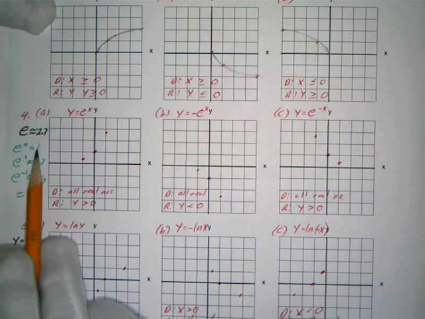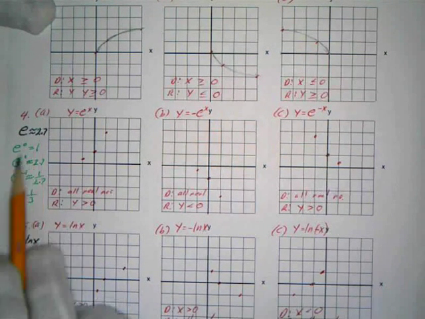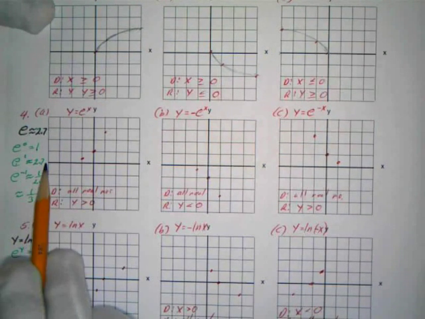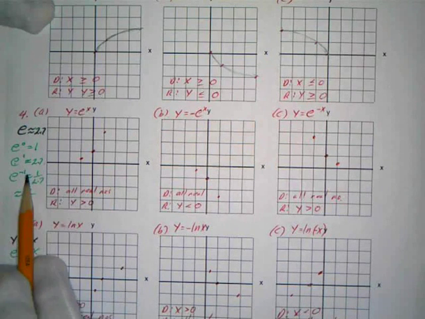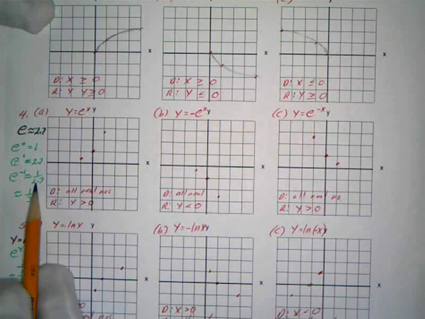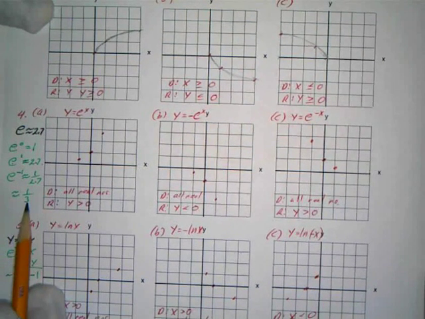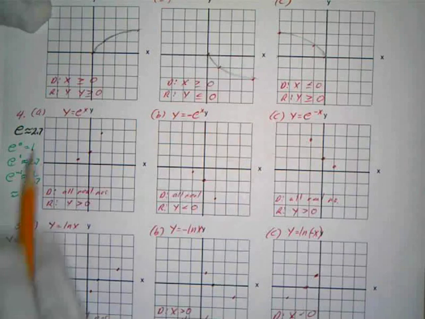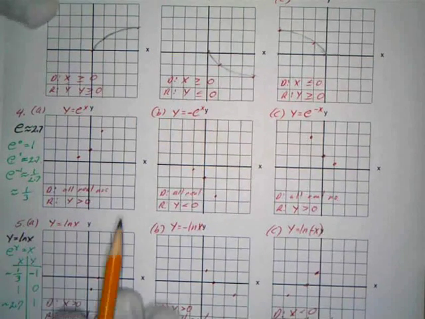So e to the 0 is 1, of course, that's no problem. e to the 1 is about 2.7. And e to the negative 1 is 1 over 2.7. Well, that's about 1/3, so I just use 1/3 as an approximation of that. So this will give me the points that I'm going to put down.